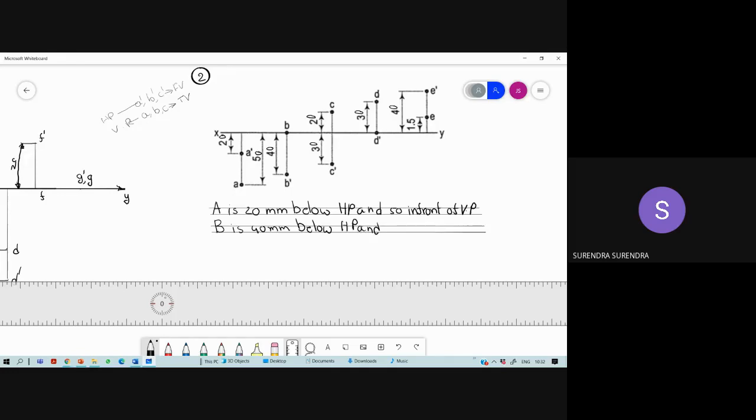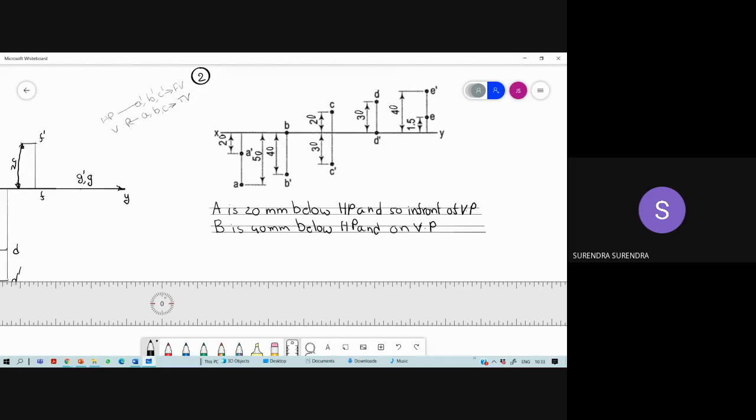And what about the vertical plane relation? Where is the top view? The top view is on the XY line. As the top view is on the XY line, what does it indicate? The point is on the vertical plane. When the point is on the vertical plane, the top view is on the XY line. When the point is on the horizontal plane, the front view is on the XY line. So as the top view is on the XY line, the point is on the vertical plane.